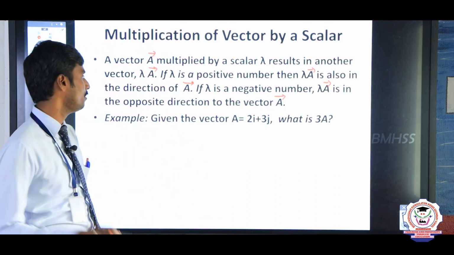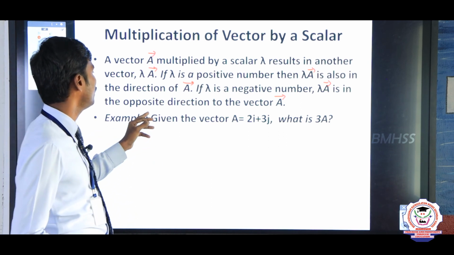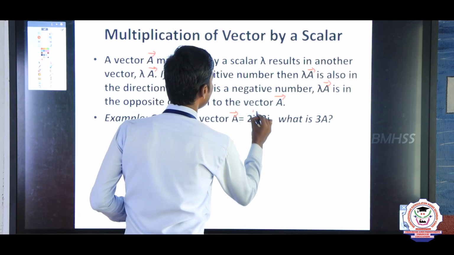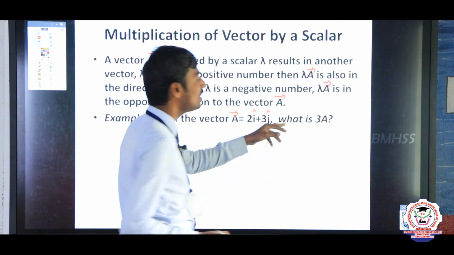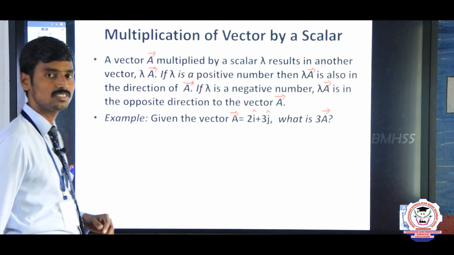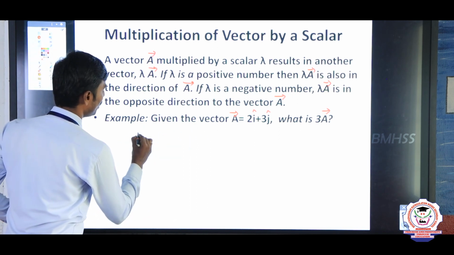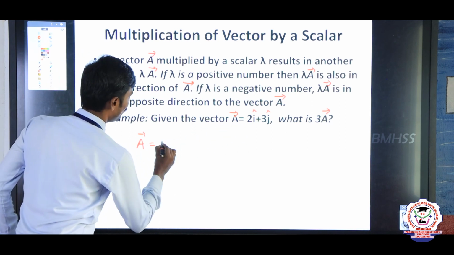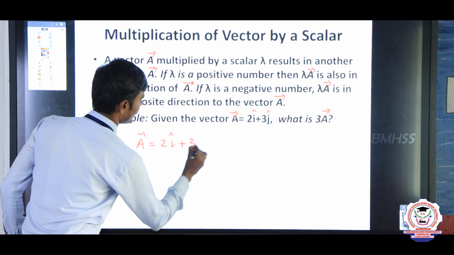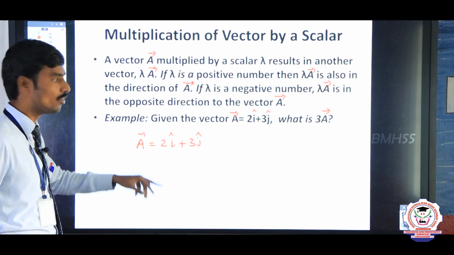Vector quantity. Now a simple example problem. See here, the given vector quantity, that means A vector, is 2i cap plus 3j cap. What is the 3A vector? This is our question. See here, already we know that A vector equals what value? 2i cap plus 3j cap. Is it clear? This is the A vector.